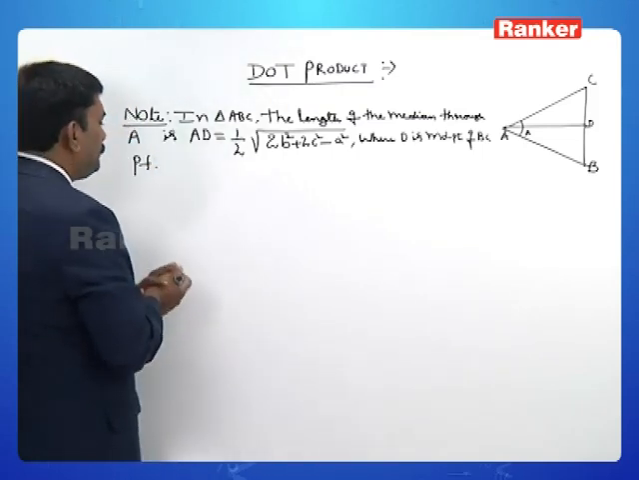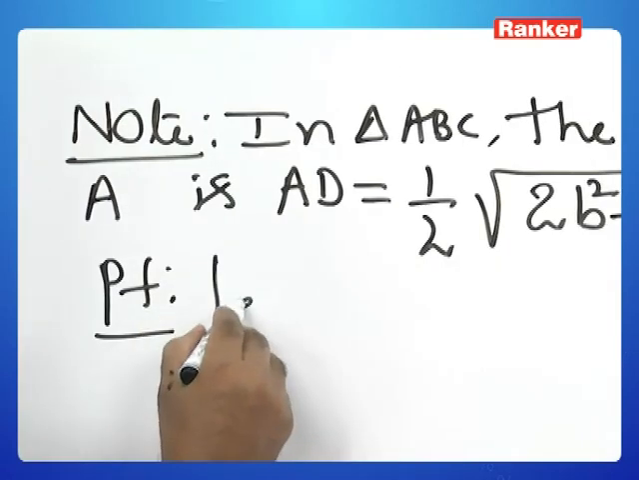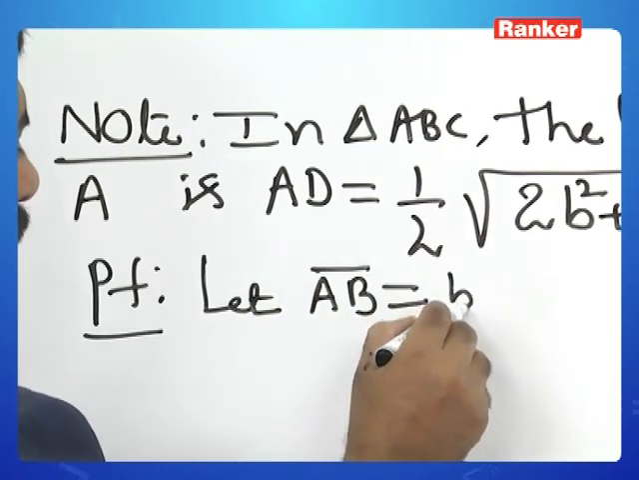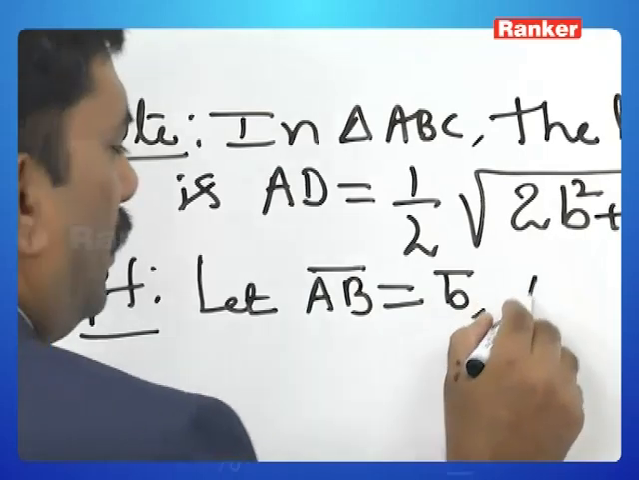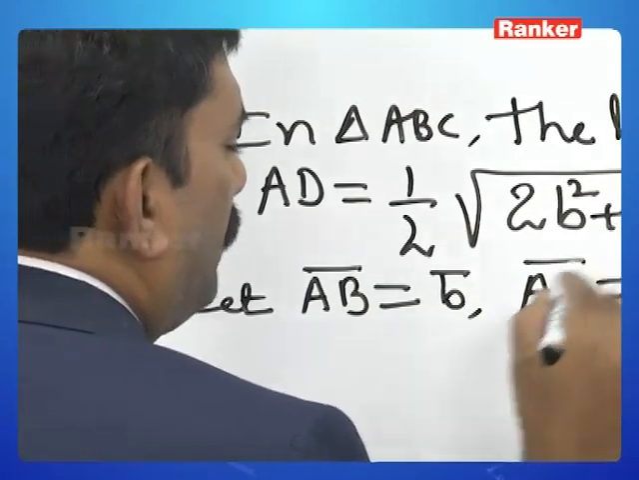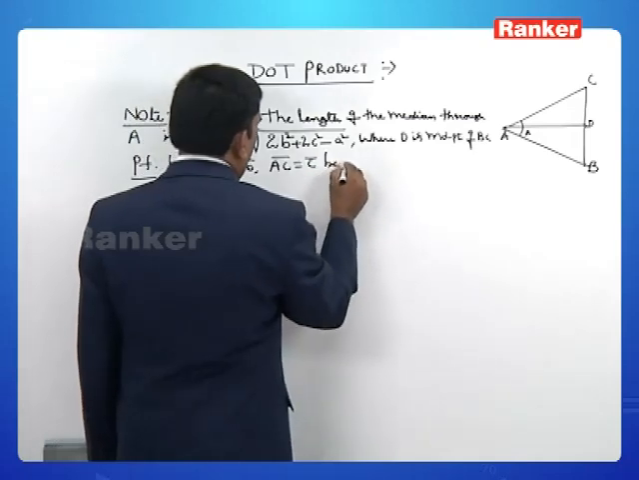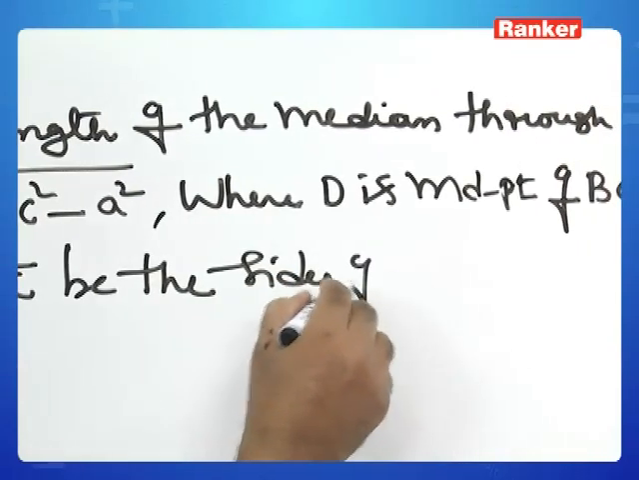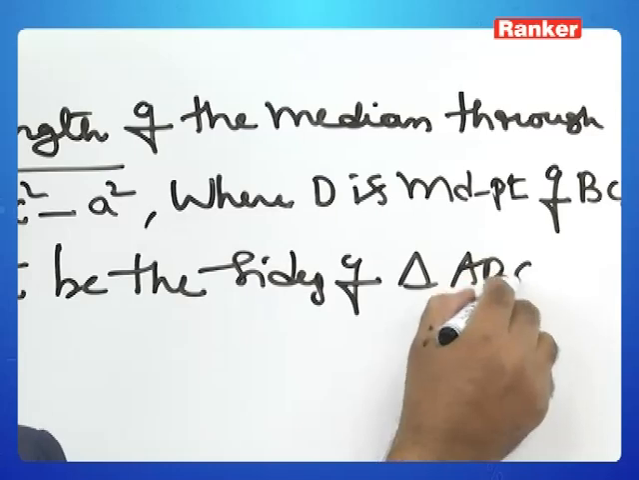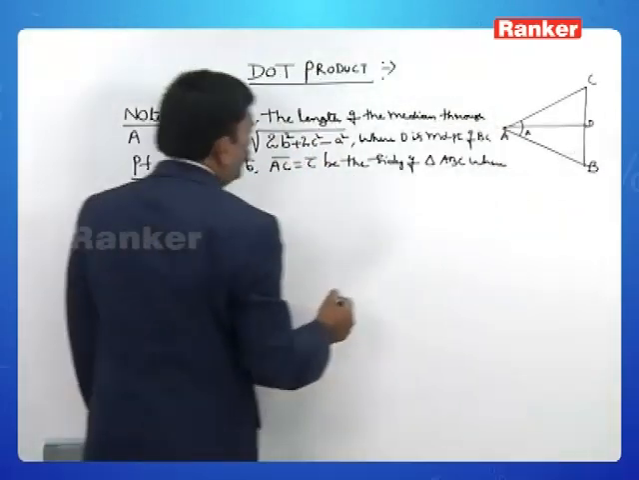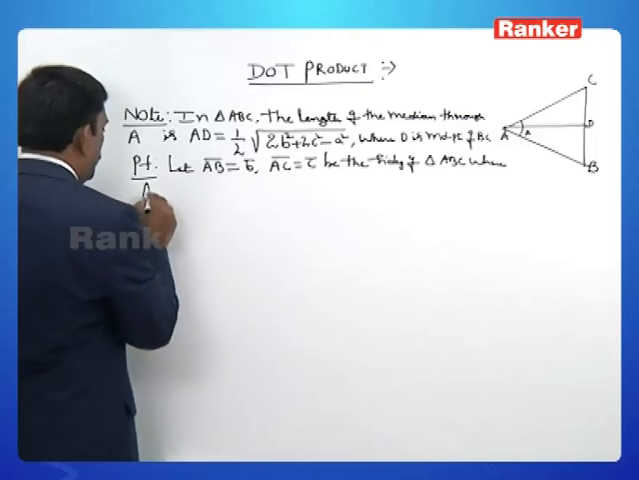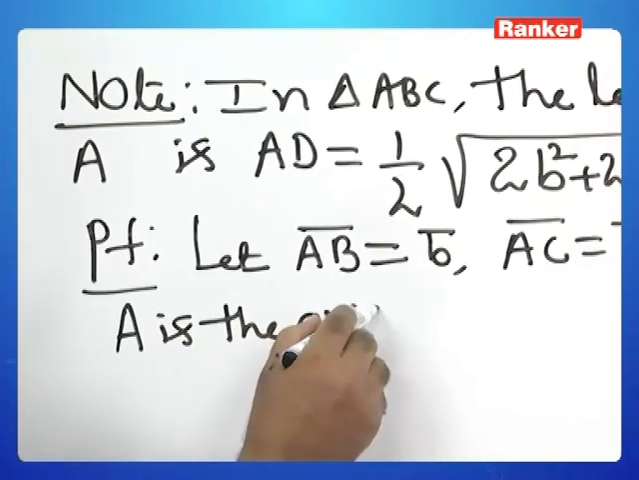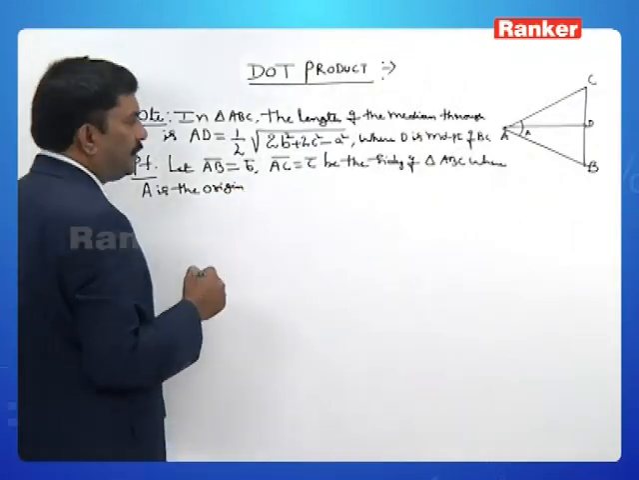Now coming to this one, let AB bar is equal to b bar, AC bar is equal to c bar, be the sides of triangle ABC, where A is the origin.